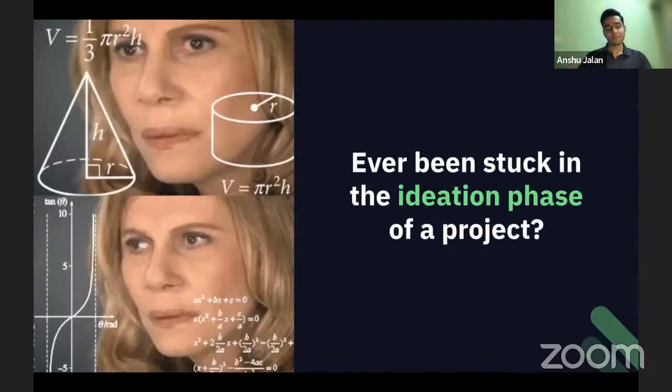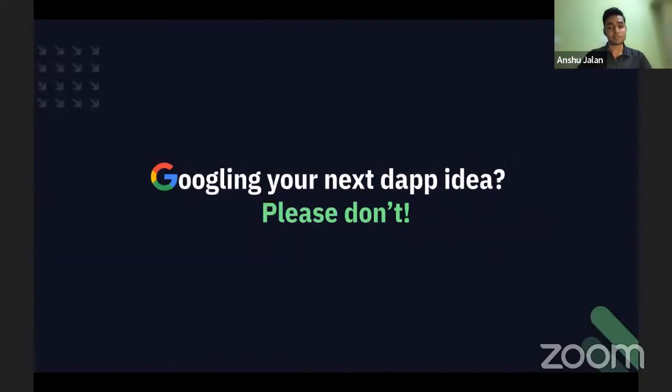So we have our non-techies, we have our techies, and it doesn't matter who is creating a project. The one thing that you might have been stuck with while creating a project is the ideation phase. The ideation phase is the 0 to 1 phase, where you are conceptualizing an idea. Now, if you have ever been stuck in the ideation phase, one thing that you might have done in the past is Google it. Like, Google the top 10 dApp ideas that you could build upon. But you should really not do that. At least in the Web3 space, you just shouldn't.